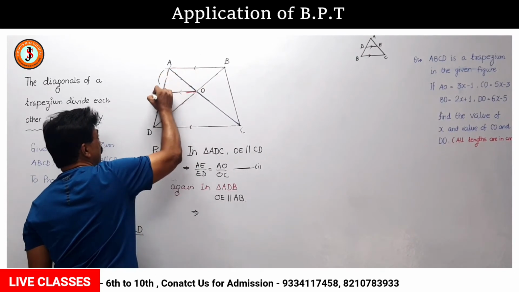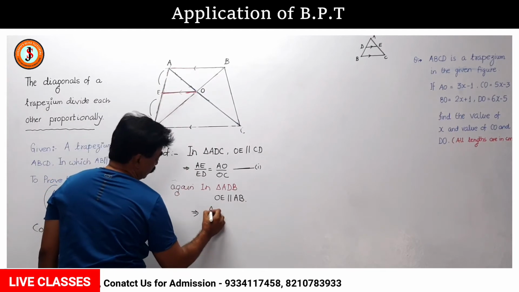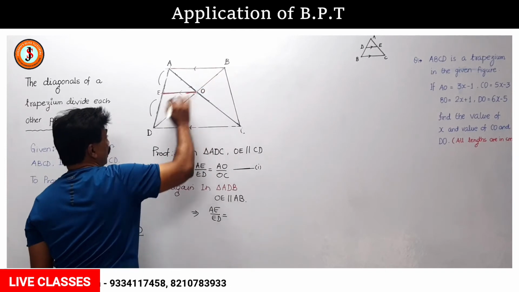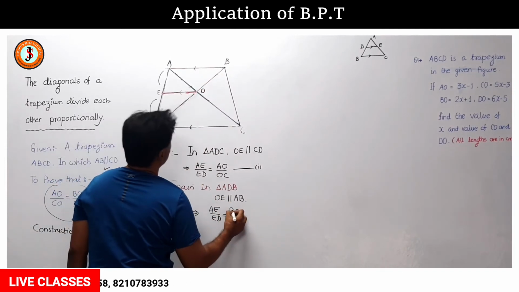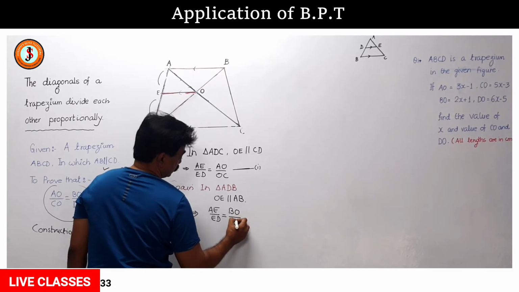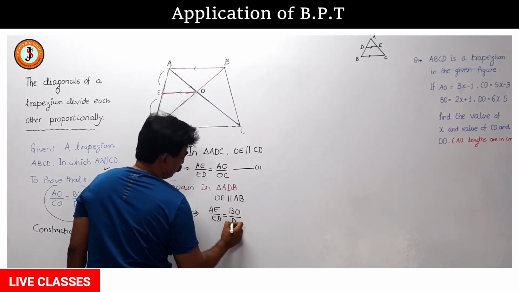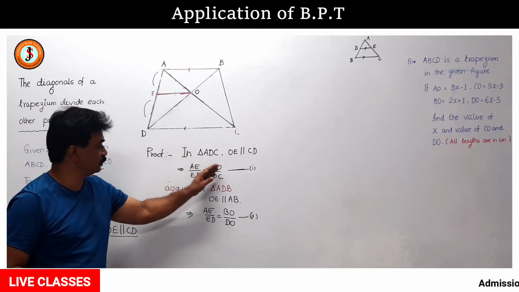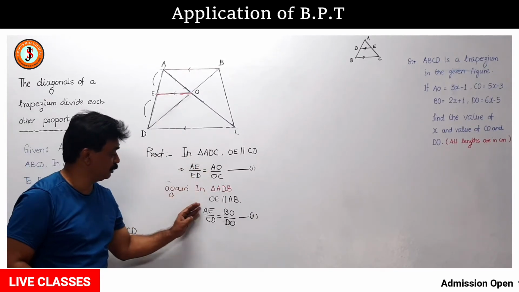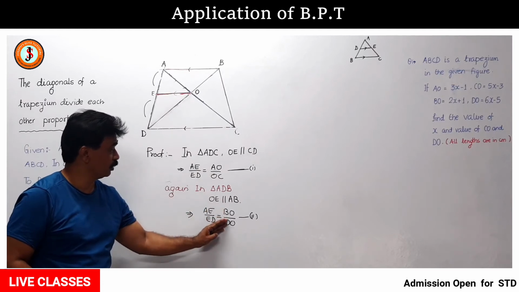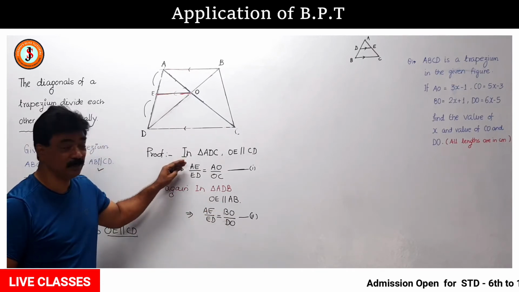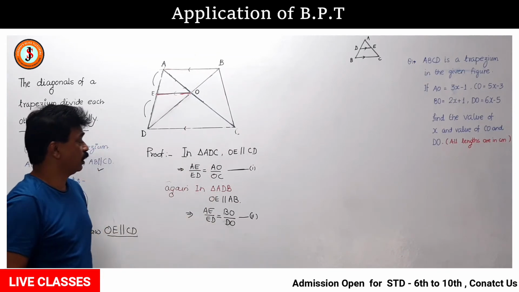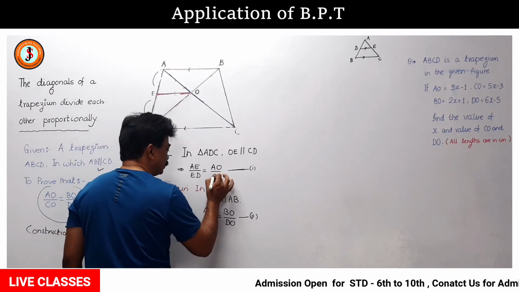AE by ED, we start from the top, AE by ED is equal to BO by OD. BO by DO also I can write. So this is equation 2. Now what happens? AE by ED is equal to AO by OC, equation 1, and AE by ED is equal to BO by DO, equation 2.